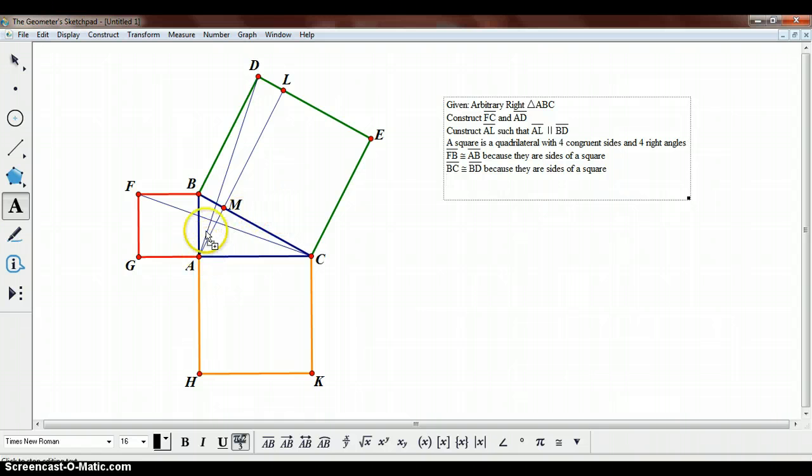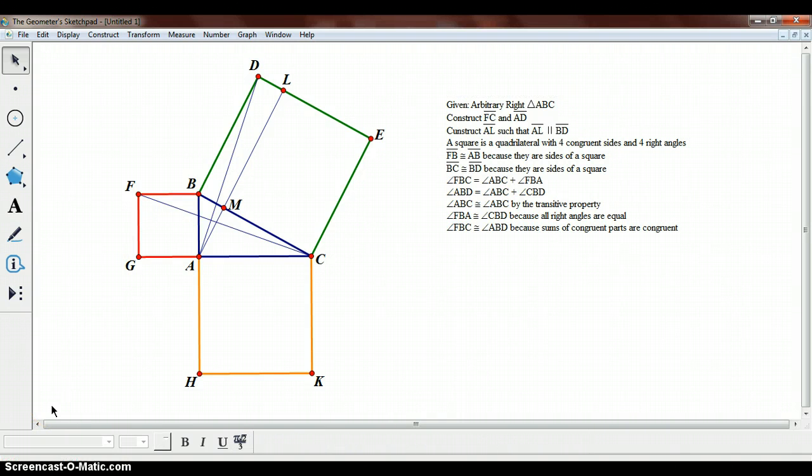Next, we know that angle ABC is congruent to angle ABC because they are the same angle. And we can see that angle FBC consists of the sum of angle FBA plus ABC. Likewise, angle ABD is the sum of angle DBC and ABC. Therefore, we can conclude that angle FBC is congruent to angle ABD because sums of congruent parts are congruent.